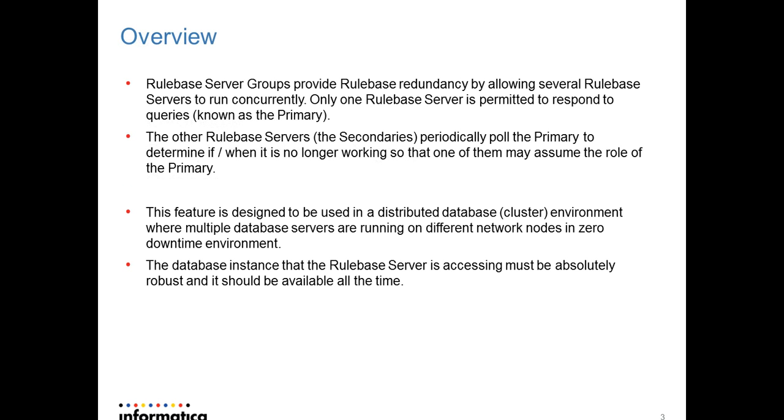So here is the overview of Rulebase Server Group. Rule-based server group provides rule-based redundancy by allowing several rule-based servers to run concurrently. Only one rule-based server is permitted to respond to queries, which is known as primary rule-based server. The other rule-based servers periodically monitor the primary server to determine if it is no longer working, so that one of them may be assumed to role as a primary.